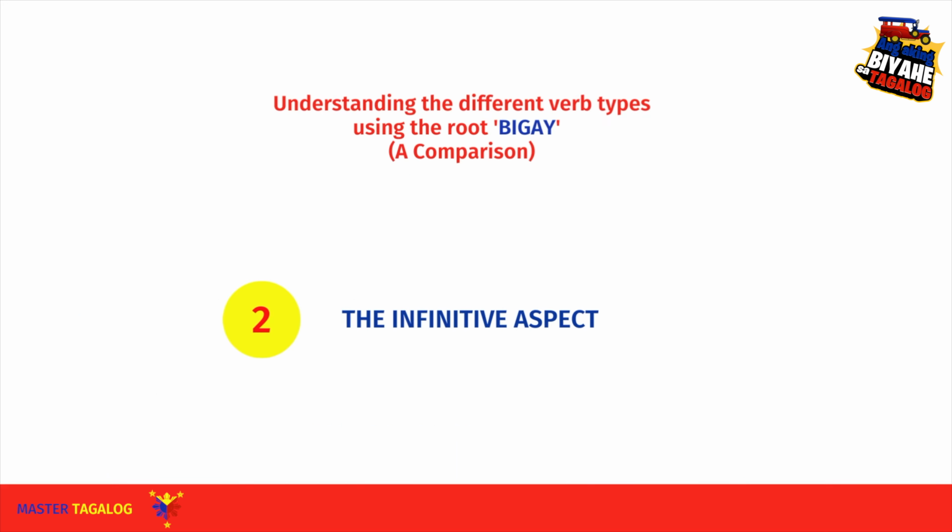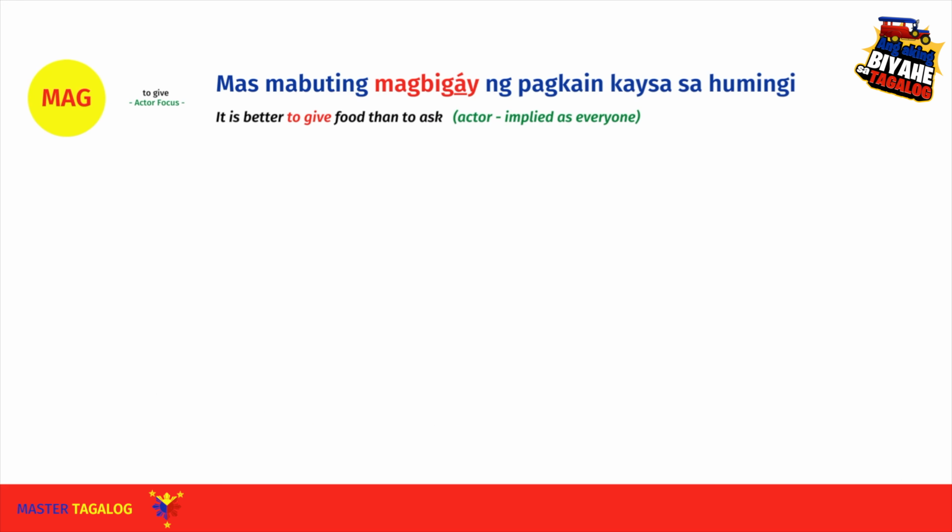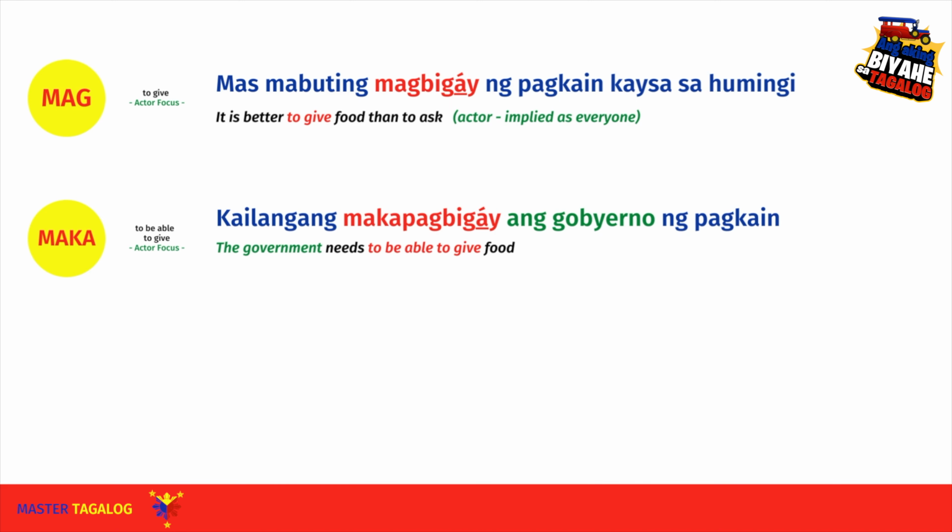Let's keep going. The infinitive aspect. Mas mabuting magbigay ng pagkain kaysa humingi. It is better to give food than to ask. Kailangan makapagbigay ang gobyerno ng pagkain. The government needs to be able to give food.